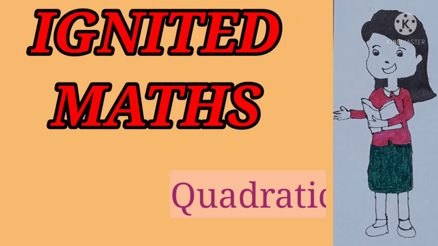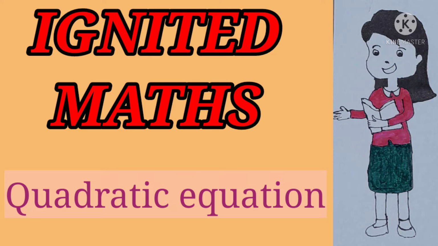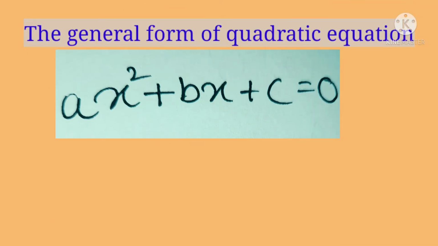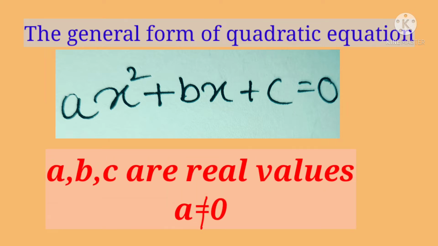In this video, we are going to ignite with the concept of the quadratic equation. The general form of the quadratic equation is ax square plus bx plus c, in which a, b, c are real numbers. A real number is a rational number, an irrational number, or a combination of rational and irrational numbers, and a should not be equal to 0.